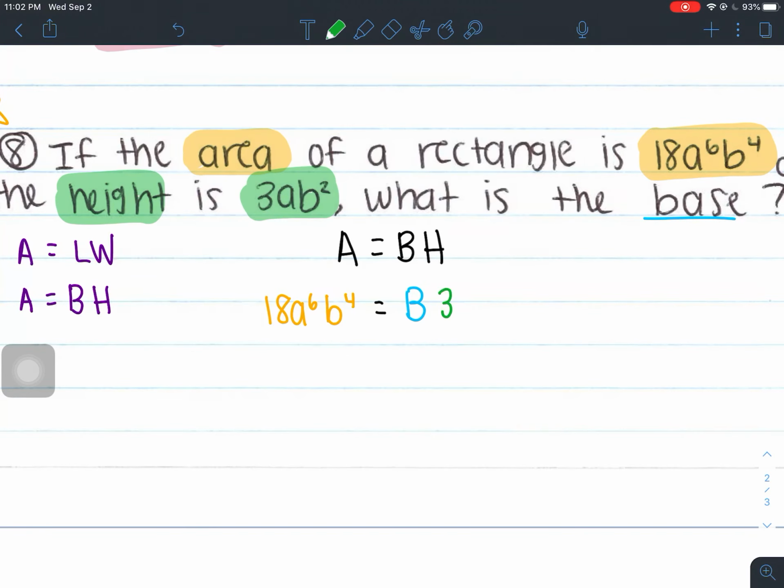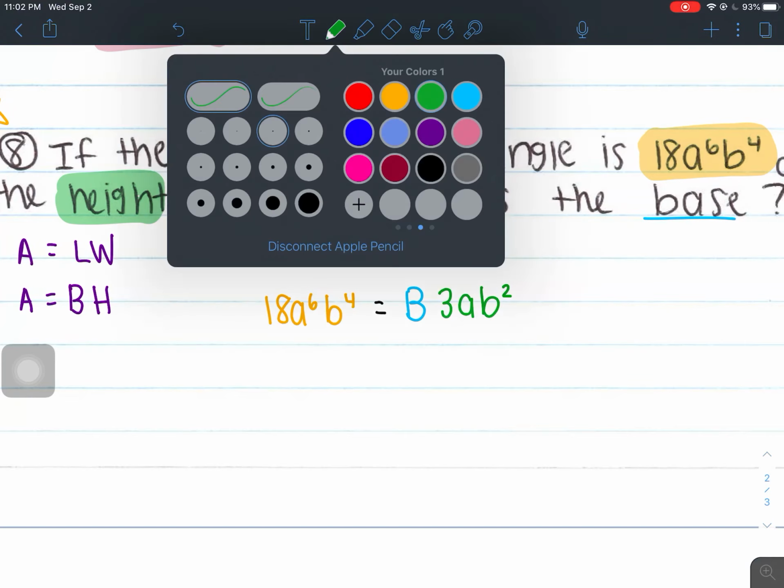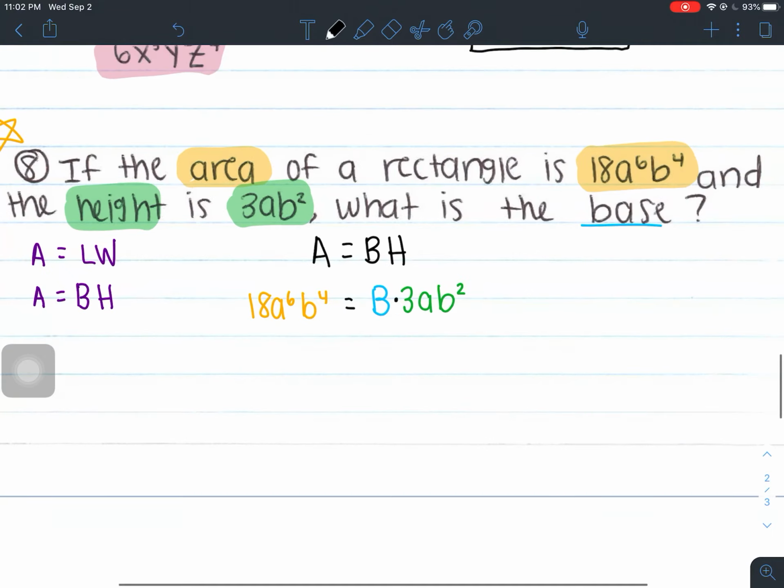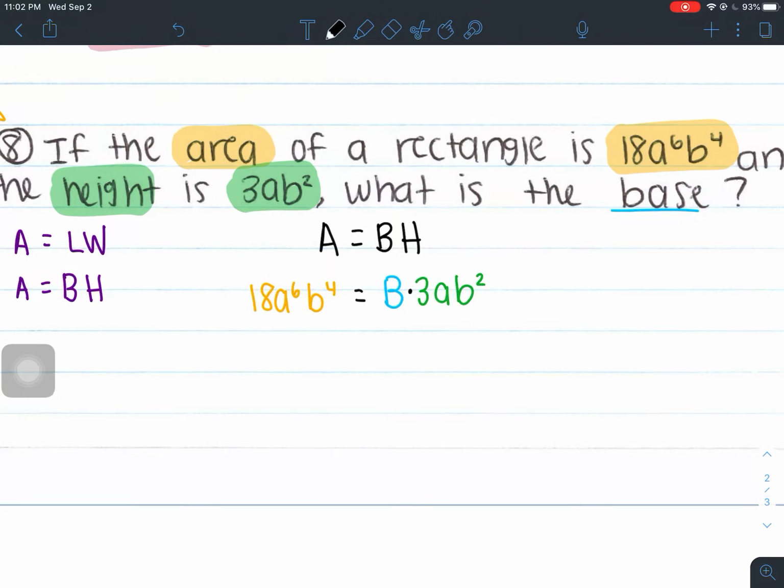So I'm going to go ahead and plug that in. 3ab squared. Now it's base times height, so put a little multiplication there. So it says, what is the base? So what am I looking for? I'm looking for the base. I'm looking for that blue B. I don't know what that blue B is. I need to solve for it.